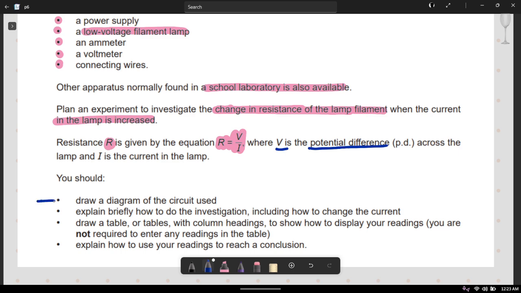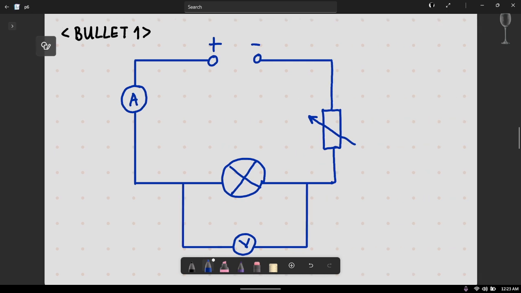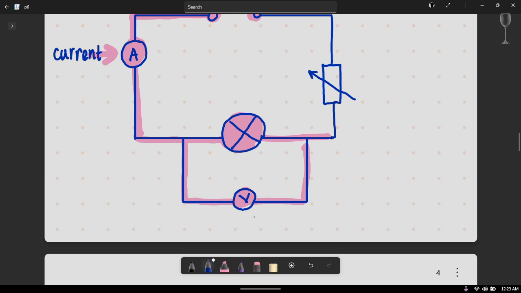Okay, so first of all, draw a diagram of the circuit that you're going to use. Now the circuit that we are going to use is one where we'll have a power supply. This is a power supply or power source, which will look like this. And we'll connect it to an ammeter. Ammeter to do what? To measure our current. Then we'll have it connected to the filament lamp, which we represent like this, and we'll connect it to a voltmeter, which will record the voltage for us.